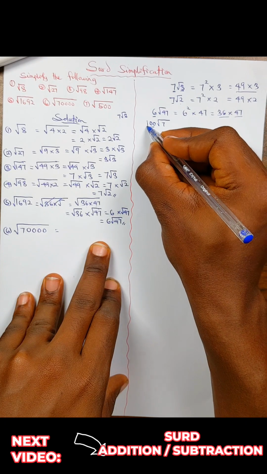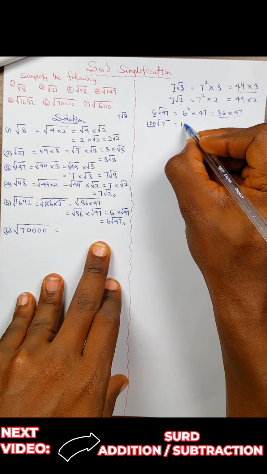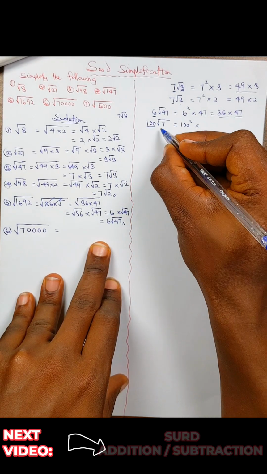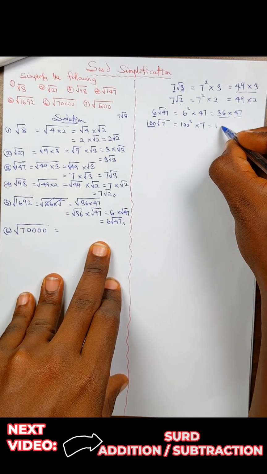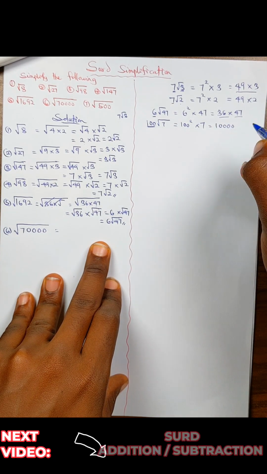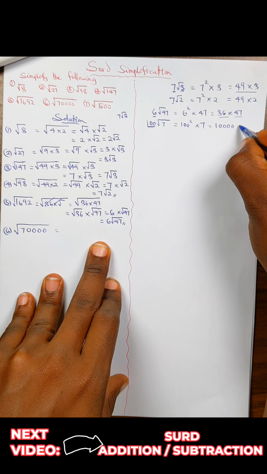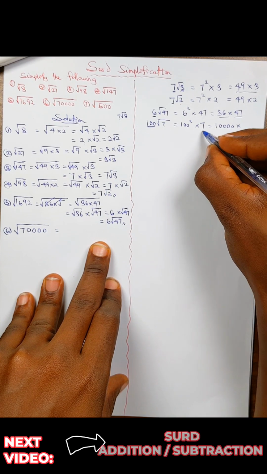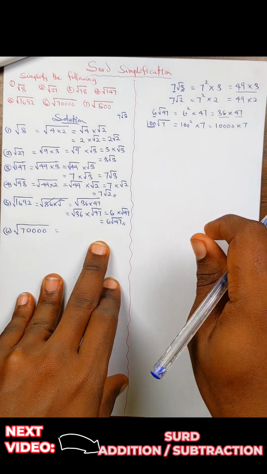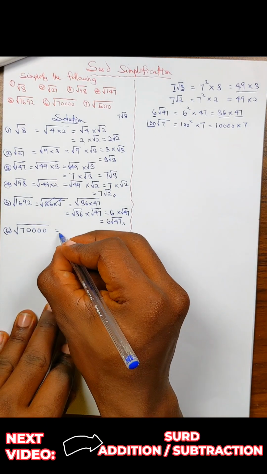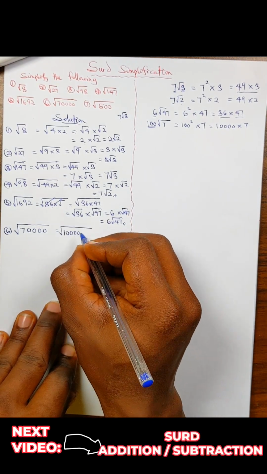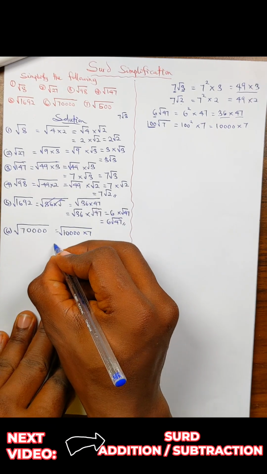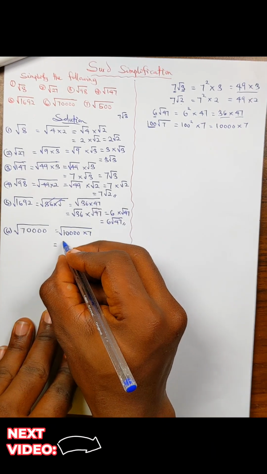So what are the factors? I'll have to square the 100. So it becomes 100 squared times the number under the square root, which is 7. 100 squared is going to give us 10,000, times the number under the square root, 7. So we are going to have the two factors as 10,000 times 7, which is going to give us, what is the square root?